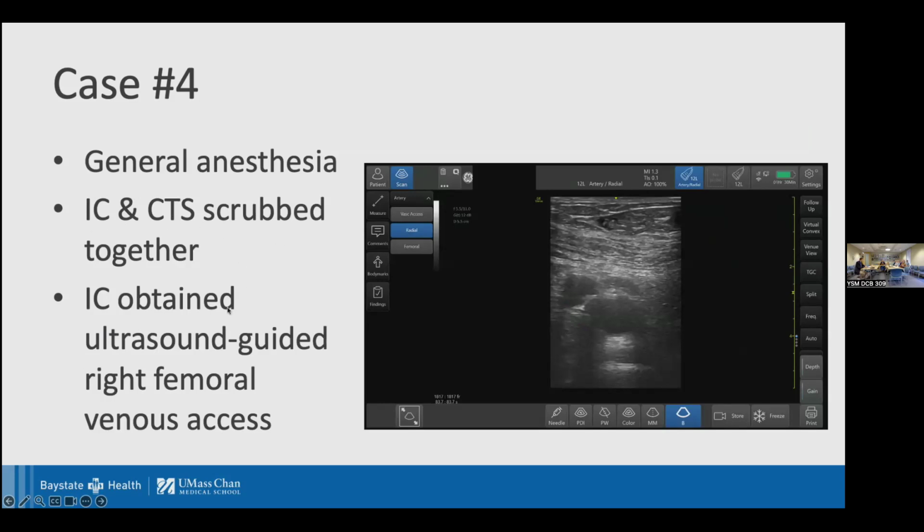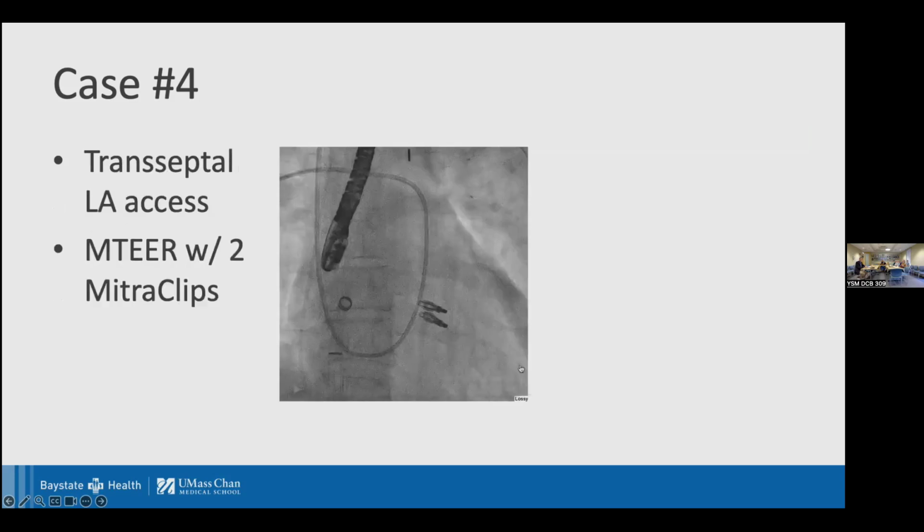The interventional cardiologist obtains ultrasound-guided right femoral venous access, and here's the picture of that. And then transseptal left atrial access. A MitraClip is performed with 2 clips. So I'm going to pause for a second again and ask, how do you code this procedure?